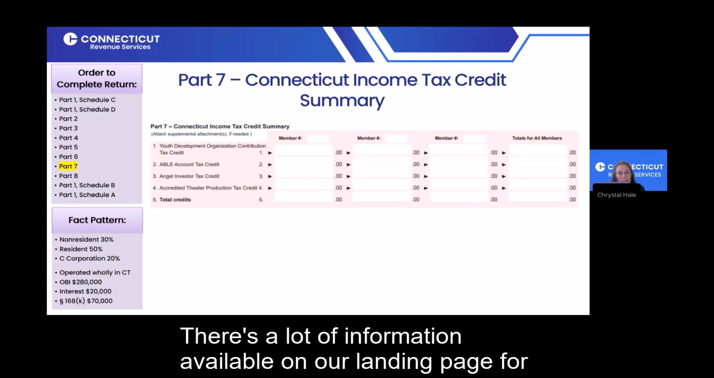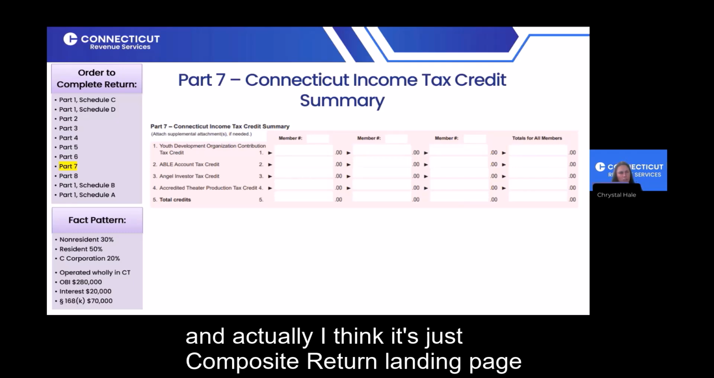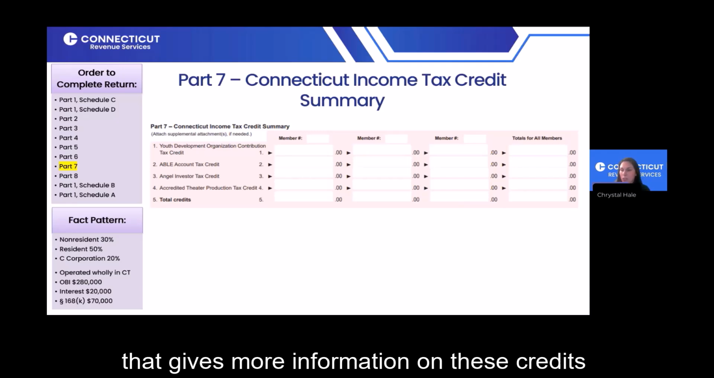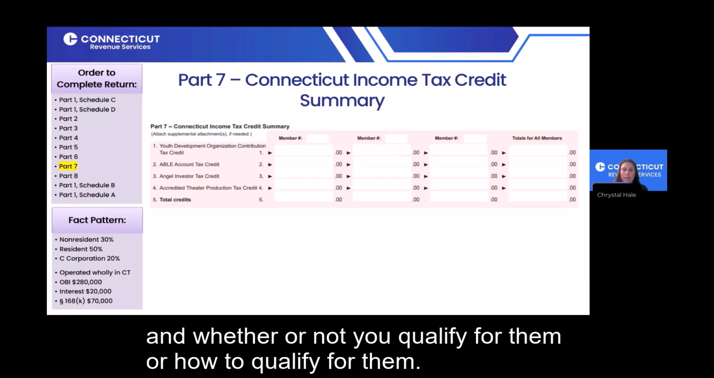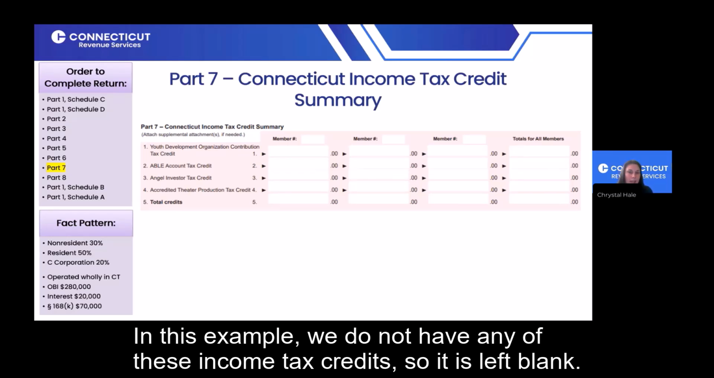There's a lot of information available on our landing page for both the pass-through entity tax and the composite return, and the individual income tax landing page too. That gives more information on these credits and whether or not you qualify for them or how to qualify for them. In this example, we do not have any of these income tax credits, so it is left blank.